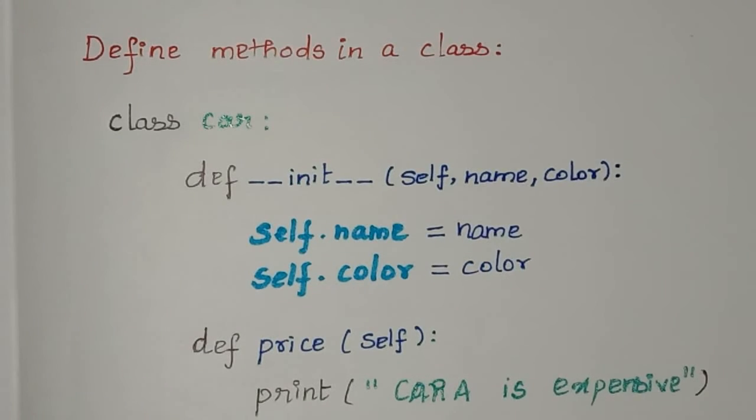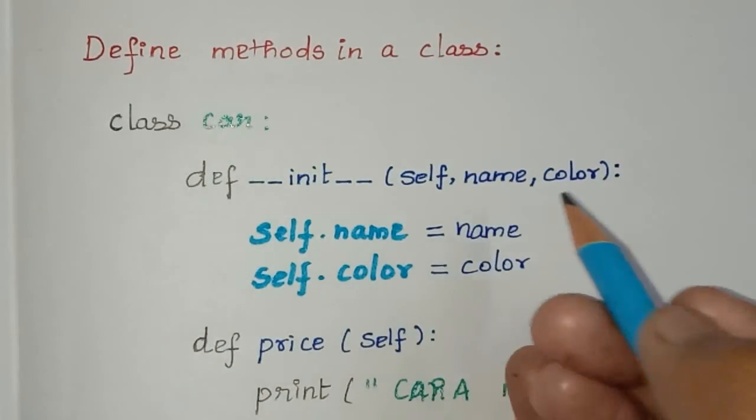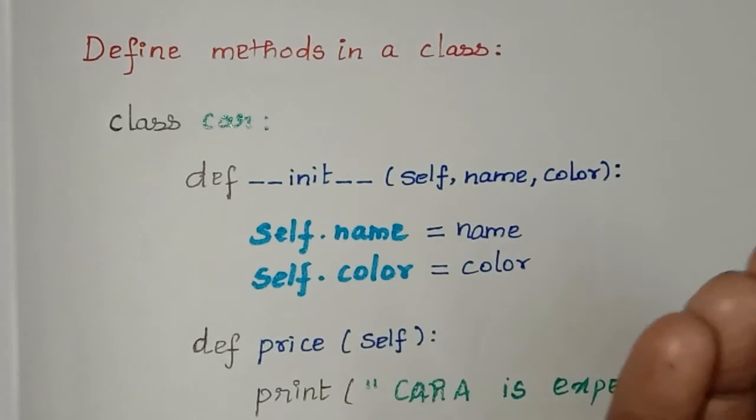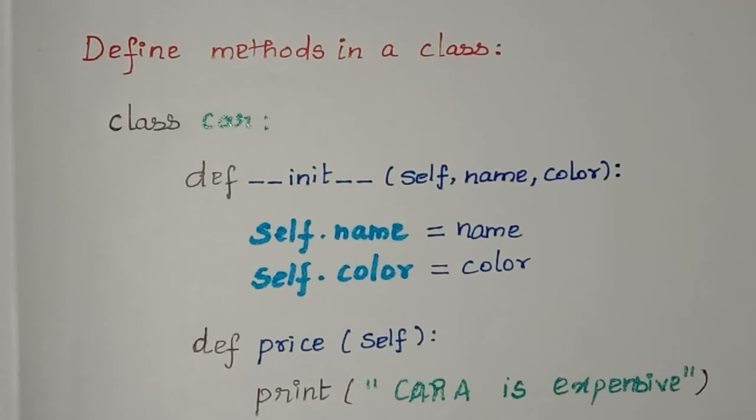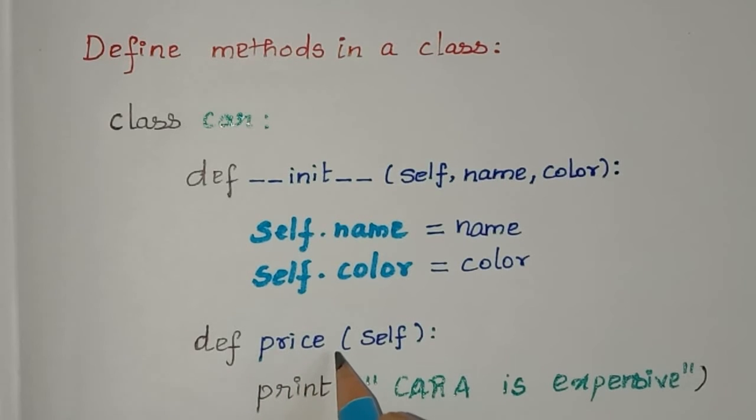Now let's see how to define methods in a class. The class is Car and it does have a name and color which we can keep track of, but it doesn't actually do anything. This is where instance methods come in. You can rewrite the class to now include any method. See, here I am going to use a method, price.